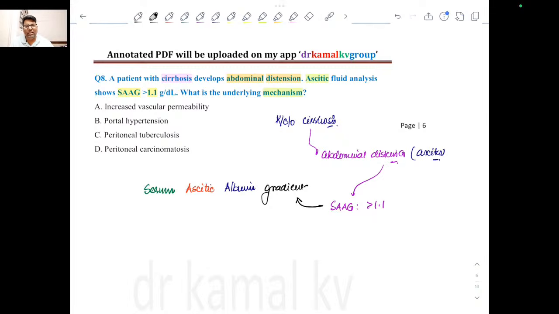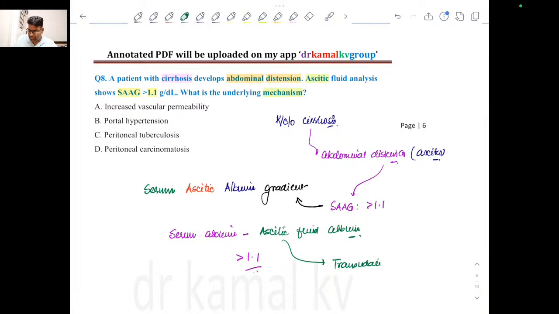So, we have to check the albumin in serum and we have to check the albumin in the ascitic fluid, and we have to take the difference between the two. So, how will we calculate that? Serum albumin minus ascitic fluid albumin, right. And if this value is more than 1.1, it means the ascitic fluid is actually a transudate, right.